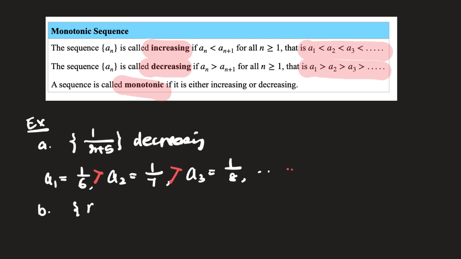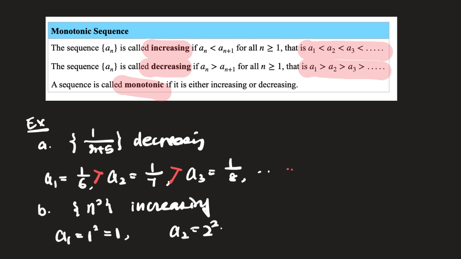Let's go to another example, guys. How about n squared? That's going to be increasing. Why? A1 is 1 squared, which is 1. A2 is 2 squared, which is 4. A3 is 3 squared, which is 9. So the terms keep getting bigger and bigger. That's called increasing. So a sequence that is increasing or decreasing, we call a monotonic sequence. All right?